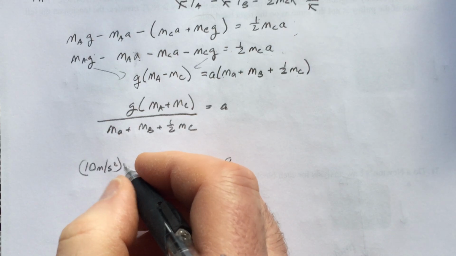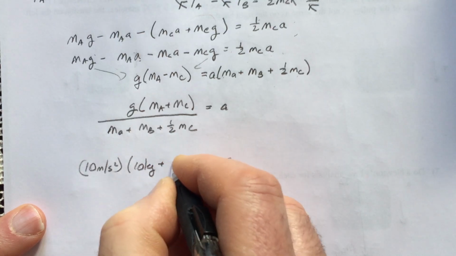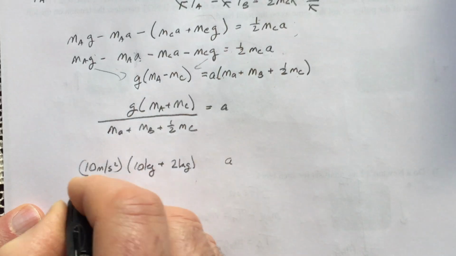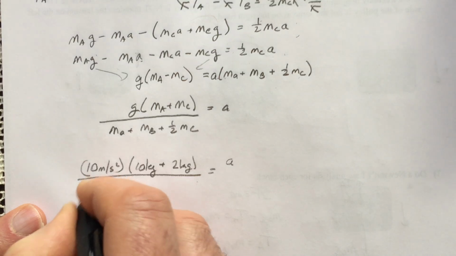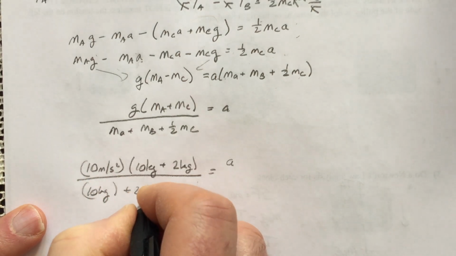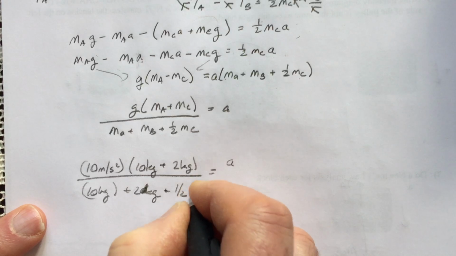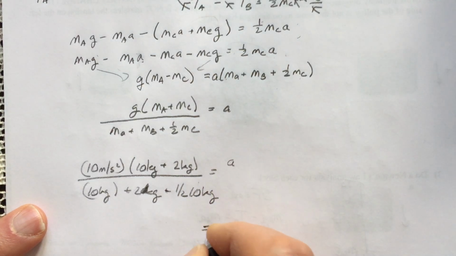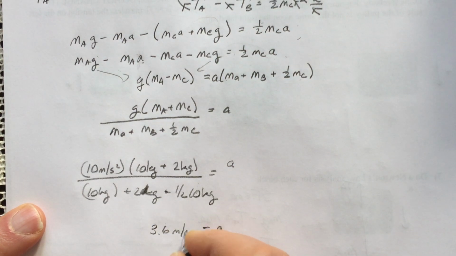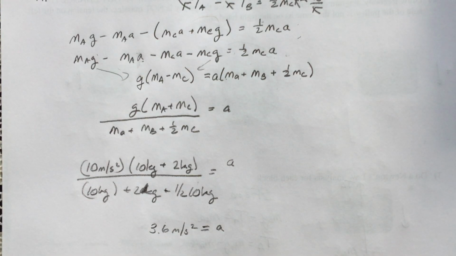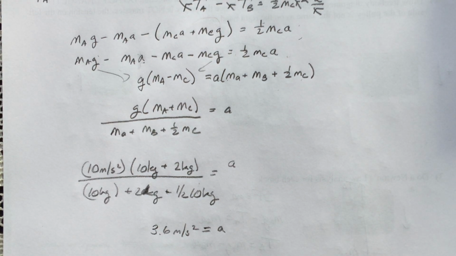Okay? And so, we know that the mass of A was 10 kilograms, plus the mass of C was 2 kilograms, all that over my mass of A, which is 10 kilograms, plus 2 kilograms, plus 1/2 of 10 kilograms. Work that whole thing out, and you end up with about 3.6 meters per second squared. Okay? If you need to, stop it, rewind it, look over the whole thing again to make sure that it makes sense.